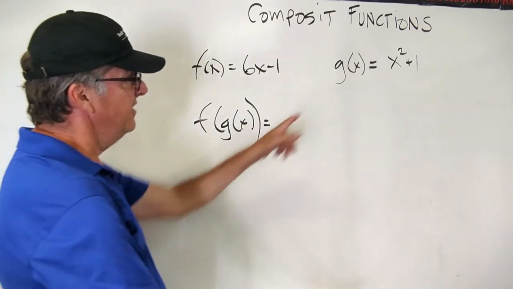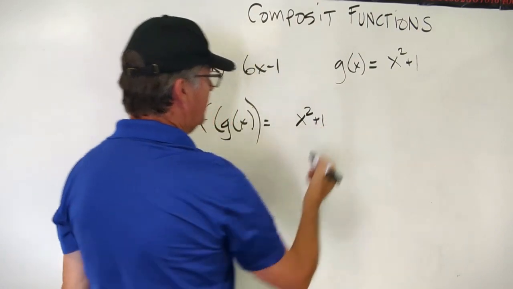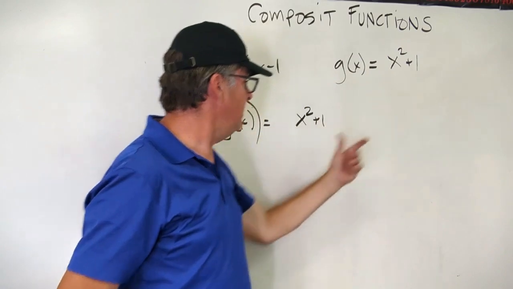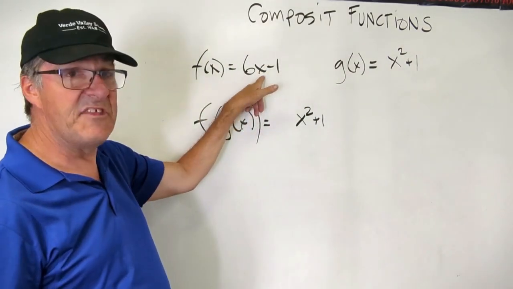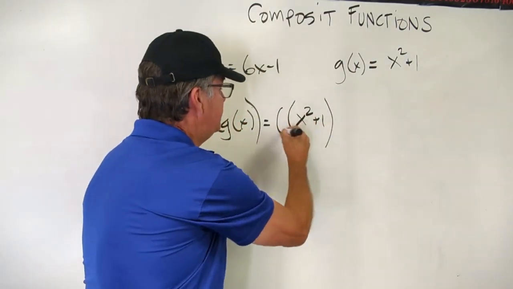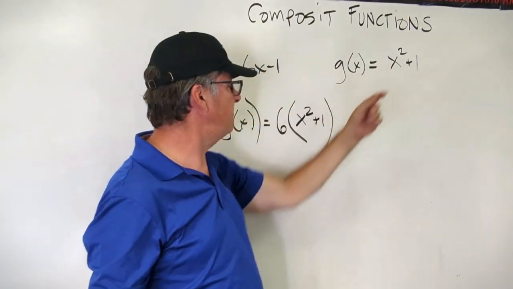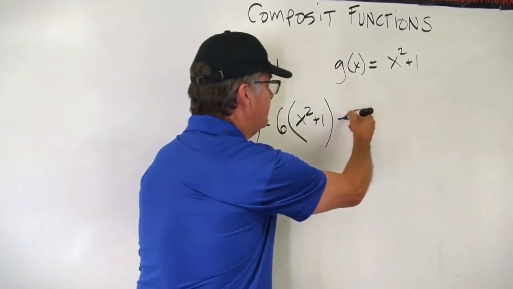Okay, so here's the thing. We start with our g of x, that's what's inside, and that's x squared plus 1. Now what do we do? We take this result, which is now represented just by the x squared plus 1, and we put it in where the x is in here. So what we would do is we would go here, 6x. So that's 6x, but instead of x, we have our x squared plus 1. So we have 6 times x squared plus 1, and then we have our minus 1.